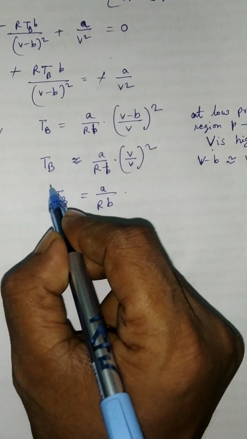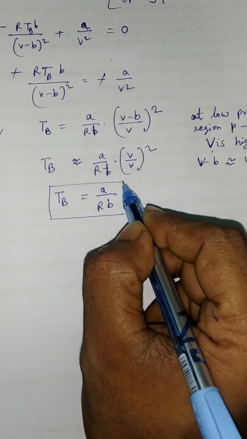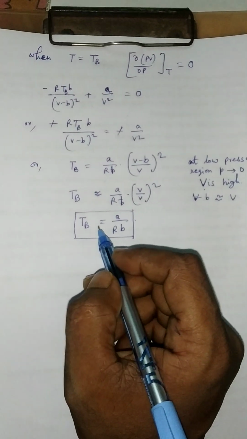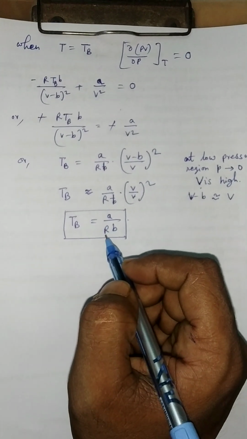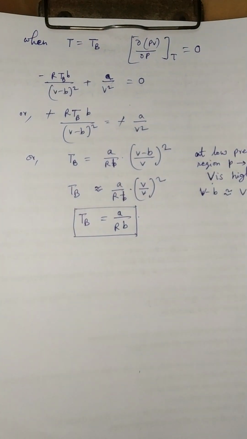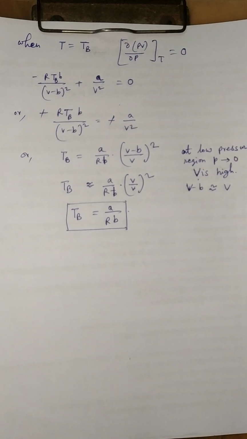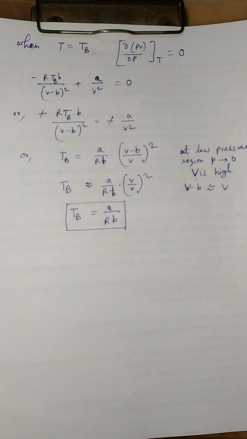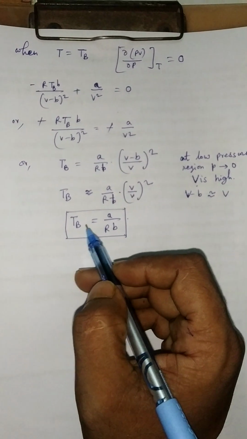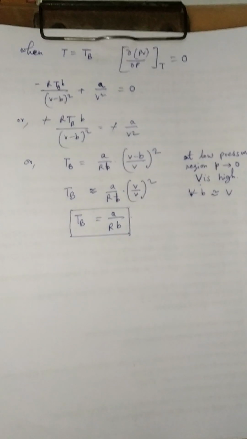This is the expression of Boyle temperature. So Boyle temperature expression is T_B equals to a by Rb. We have to remember this equation, and numerical problems may come from here. So the expression of Boyle temperature is T_B equals to a by Rb.